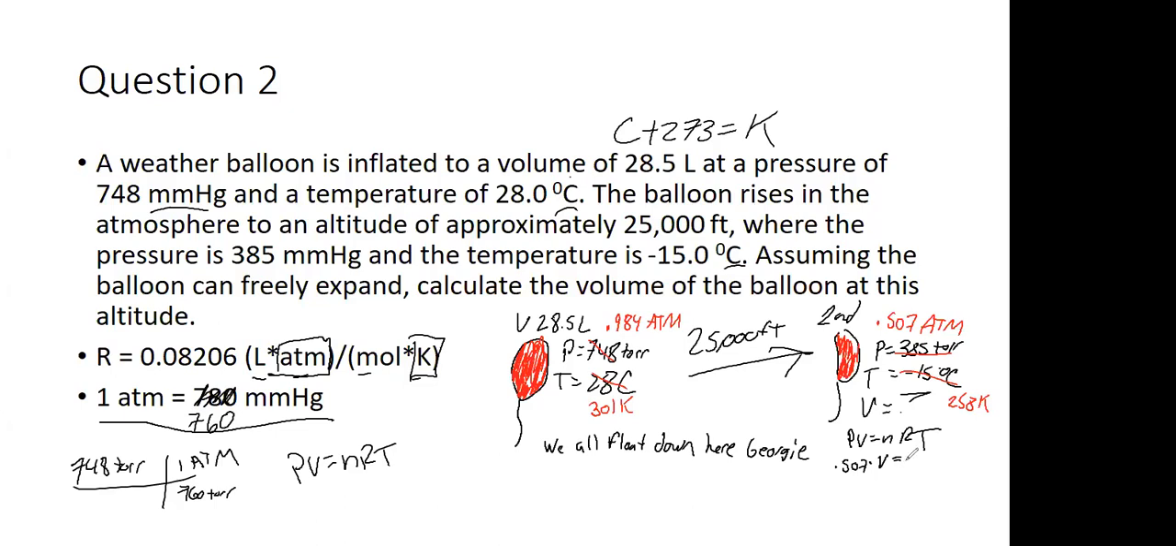R is given. T is 258, so times 258. Can looking at the conversion factor help us when looking for what units we're trying to work with? Yeah, when you're looking at R, that'll tell you what units to be in. If I don't give you a specific R, the units in the problem will tell you.